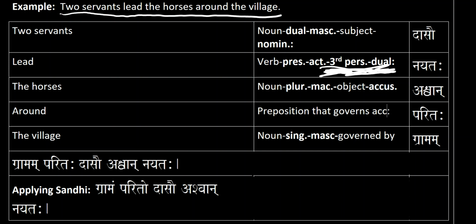And that word is paritaha. And then the village. Since we're using the word "around," which is a preposition governing the accusative, it's talking about around the village. So the village is going to agree with paritaha, and paritaha calls for the village to be in the accusative case. So that is a noun. It's going to be singular and masculine, and it's going to be governed by the accusative case. Okay, and that's how we have gramam.